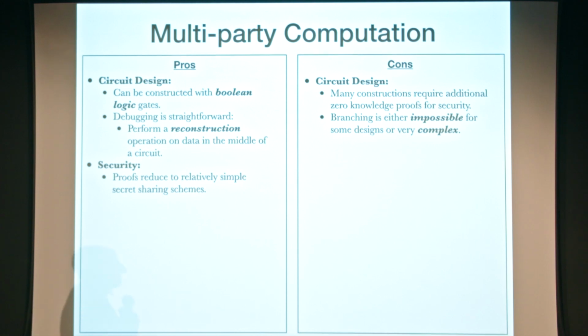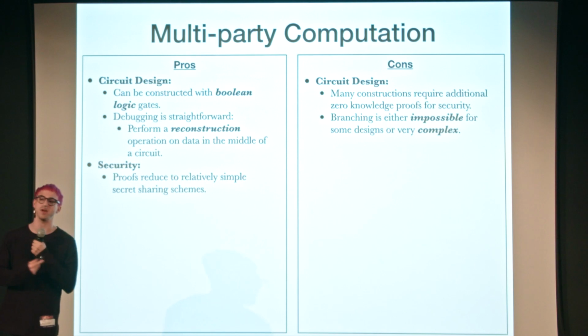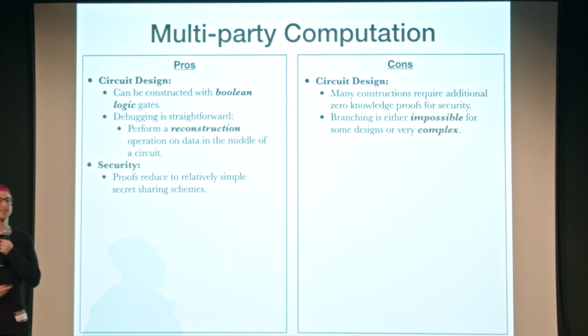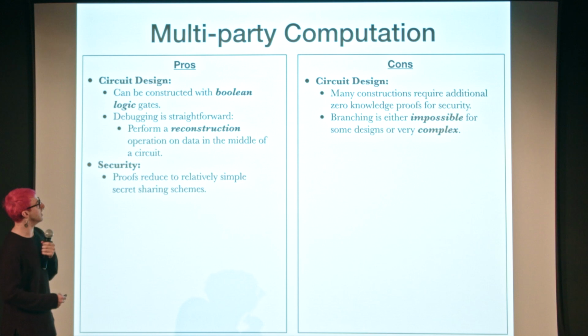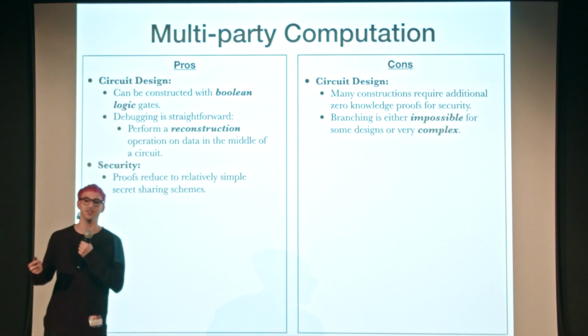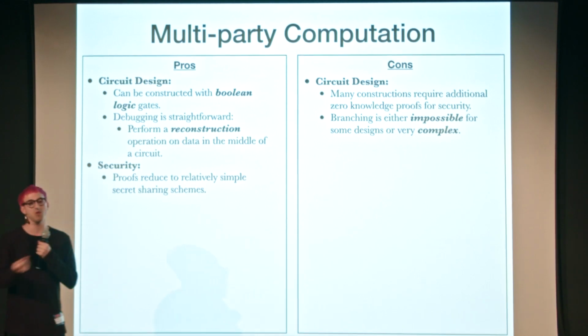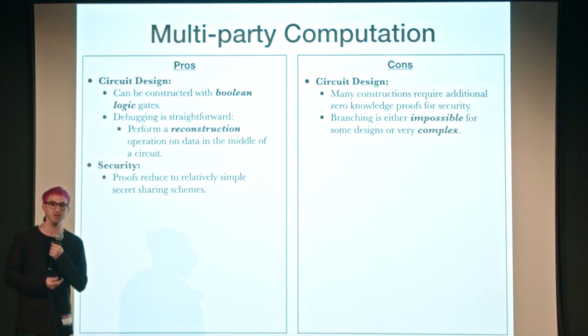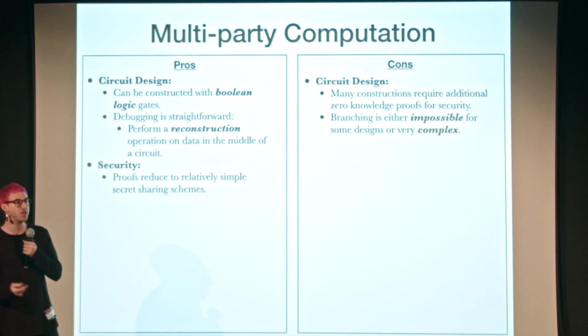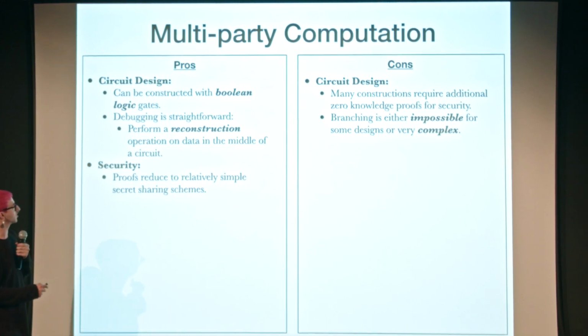But some cons of this. Many constructions require additional zero-knowledge proofs for security. For example, threshold ECDSA, which has recently amassed some really cool following, and I do think it is very cool, but it is kind of difficult because you actually have to include some relatively simple zero-knowledge proofs to ensure that the protocol is secure itself. So the protocol does not just include Boolean logic gates. It also requires zero-knowledge proofs in there.